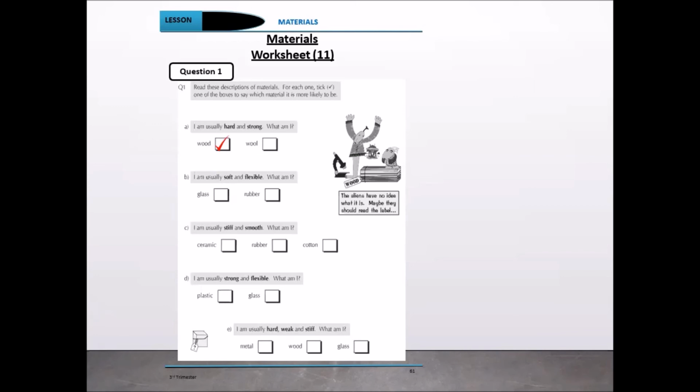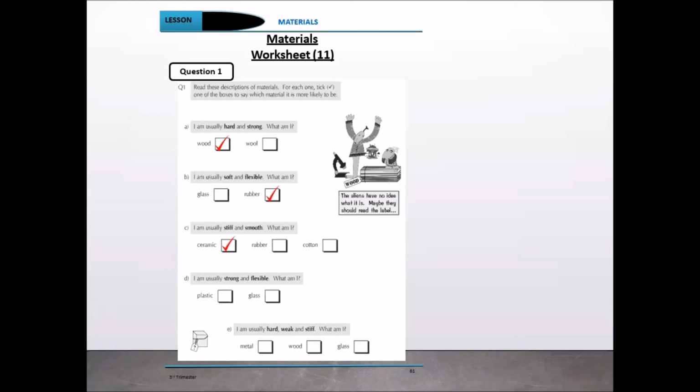Letter B. I'm usually soft and flexible. Which one is the soft and the flexible? The glass or the rubber? The rubber is flexible, of course, and soft. C. I'm usually stiff and smooth. Stiff means rigid. Is it the ceramic? Is it the rubber? Is it the cotton? Stiff and smooth. Yes, the ceramic.